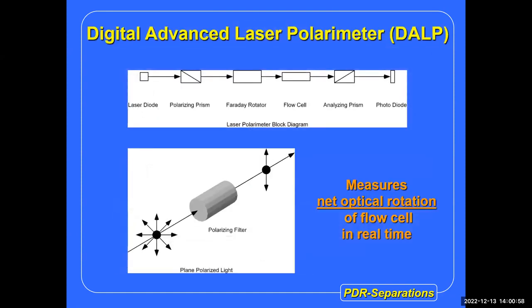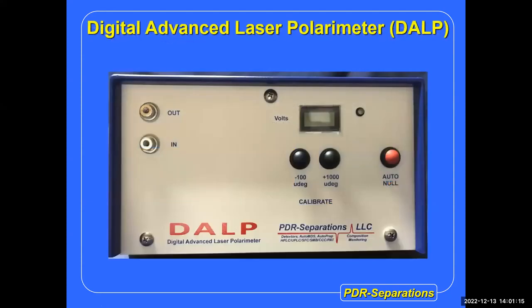This is an example of what the polarimeter looks like. When you put the light through the polarizing filter, you get this, in this case, vertical polarization. When the sample goes through the flow cell, it rotates this, and that's the parameter that we measure. This is what the polarimeter looks like.